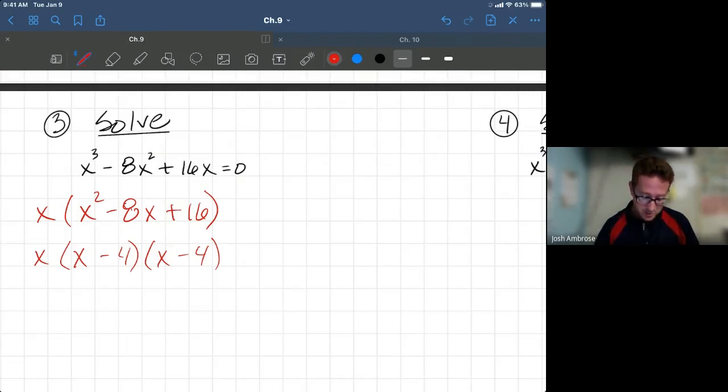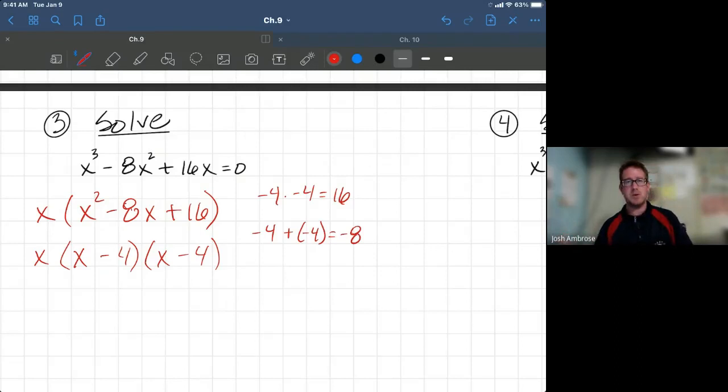How do I know this works? What is negative 4 times negative 4? Positive 16. What is negative 4 plus another negative 4? It's negative 8. That works out perfectly, all right? So off to the side, negative 4 times negative 4 equals a positive 16. That's what we want. And negative 4 plus another negative 4 equals a negative 8. That's also what we're looking for.